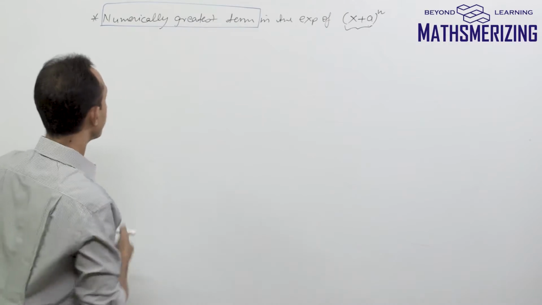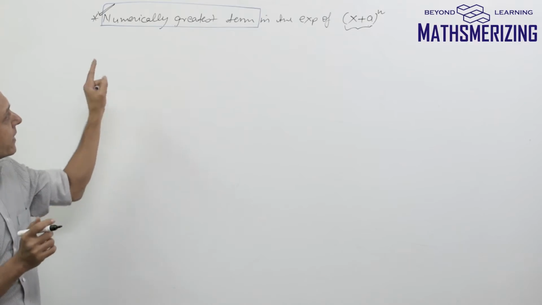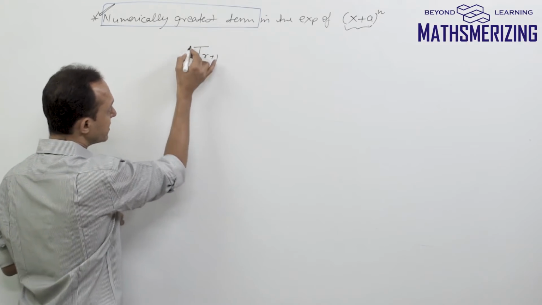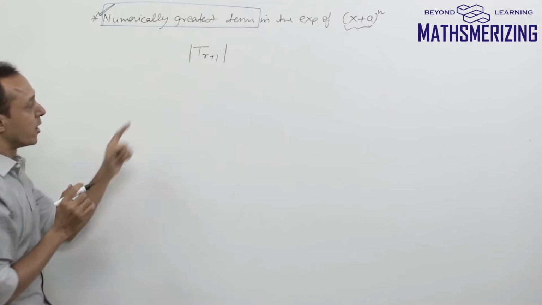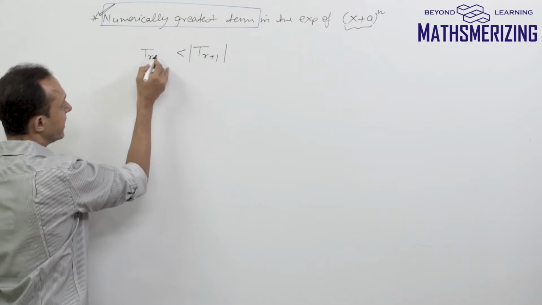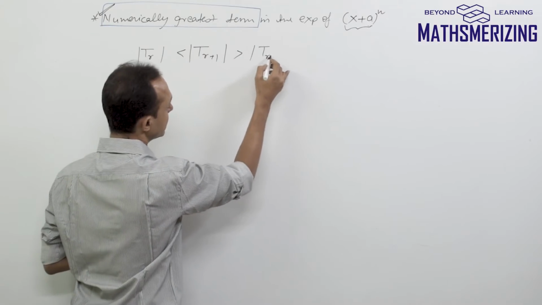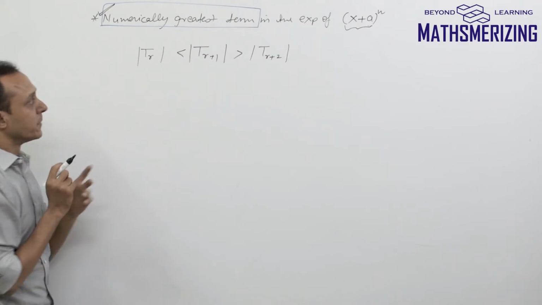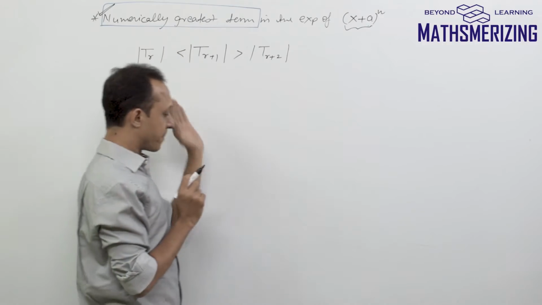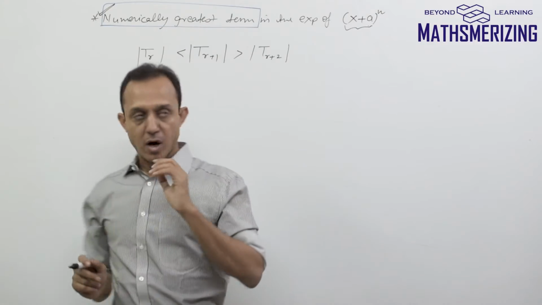So what I'll do is, suppose in my expansion there is a term which is the numerically greatest term, then in that case, suppose this term t(r+1) is the numerically greatest term, so I'll put a mod sign, and this term should be greater than its rth term, and it should also be greater than its (r+2)th term. And if there is any term which satisfies this condition, then I'll say the t(r+1)th term will be my numerically greatest term. Now how do we simplify it?